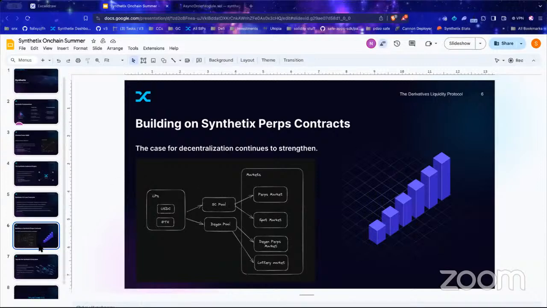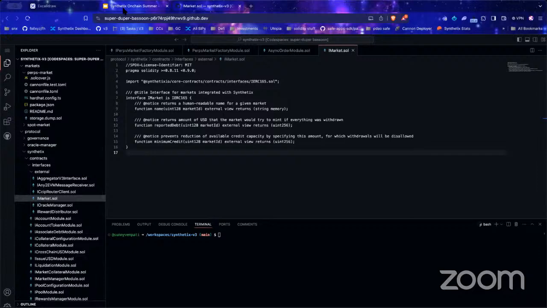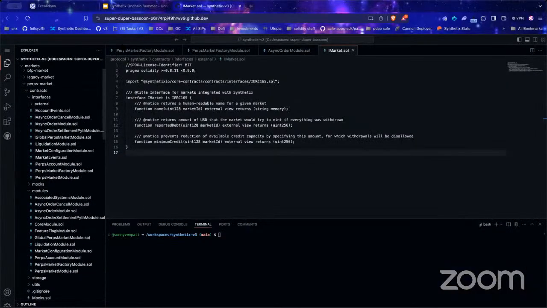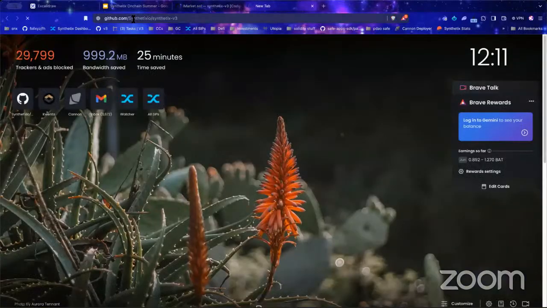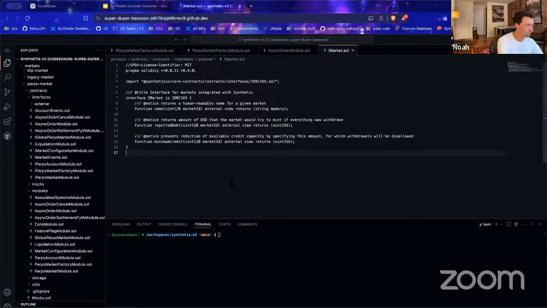Okay, maybe we can jump into some technical stuff. The first thing I want to show you is how to get started building one of these markets. I'm on the Synthetix V3 code base, which is this here. I can drop it into chat.